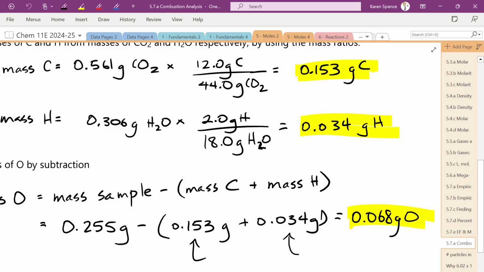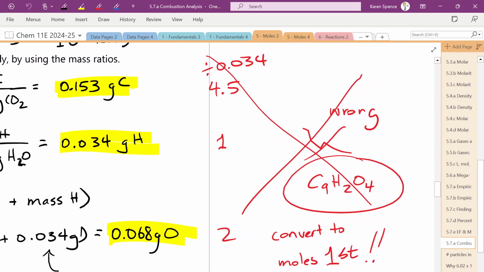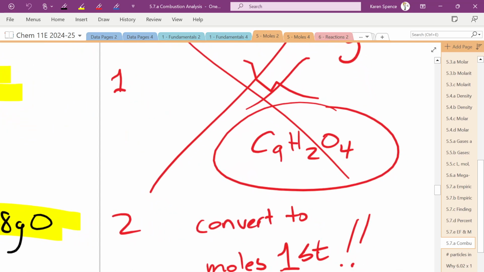Mass to moles. I will say that there were at least a few people in block 2 who were tempted to divide by the smallest right here. You can't do it. You might end up with numbers that look pretty good. If you divide all of these masses by 0.034, you'll get like 4.5, 1, and 2, and you might be like, hey, those look pretty good. But it's wrong.